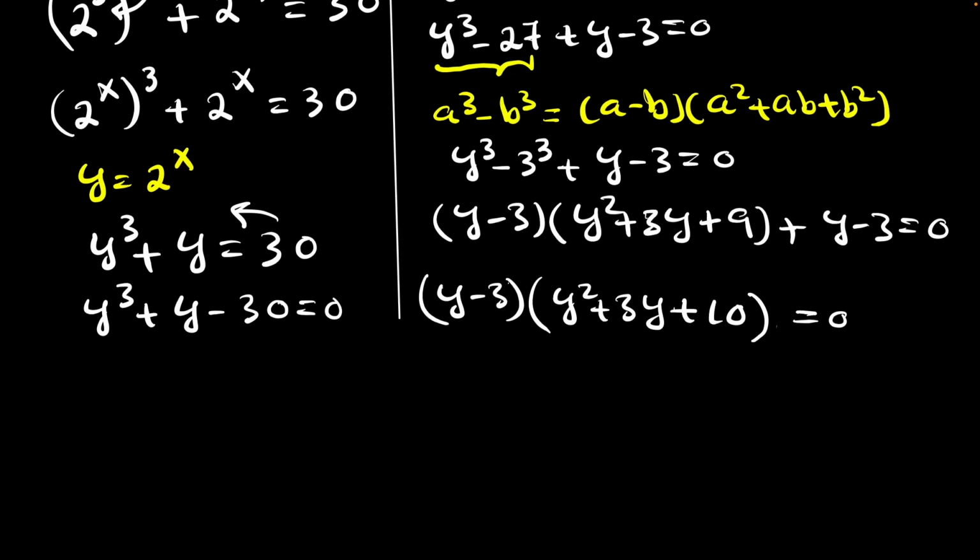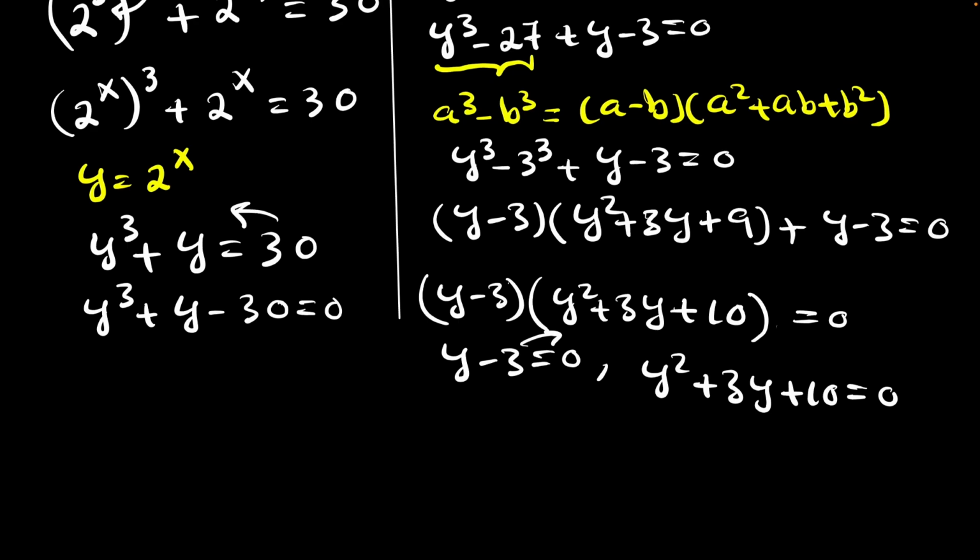That's great. So now I have two brackets, y minus 3 and y squared plus 3y plus 10, is equal to 0. So I can assign both of them equal to 0: y minus 3 equal to 0, and y squared plus 3y plus 10 is equal to 0. And then I can solve for y right now. I'm going to move minus 3 to the right. So I would have y is equal to 3 here. This is one real solution.